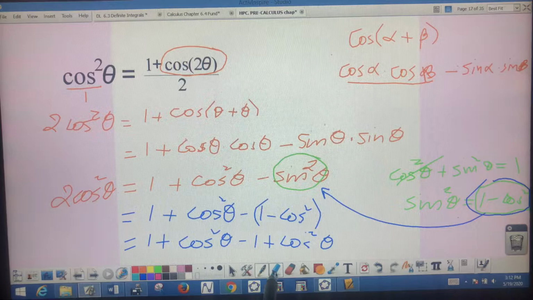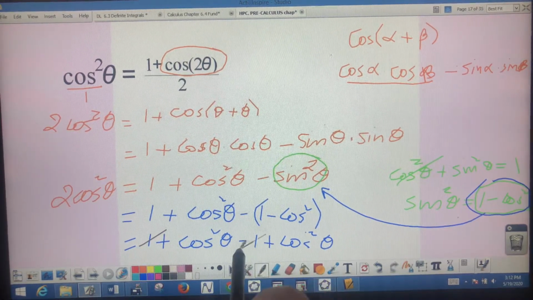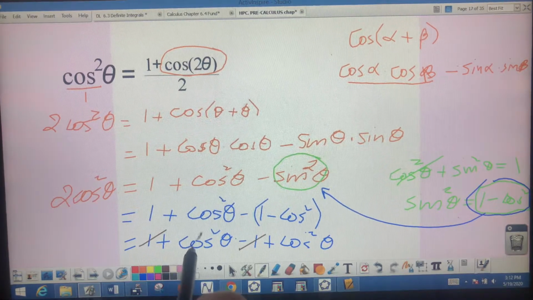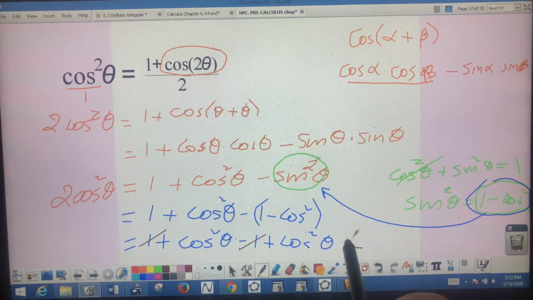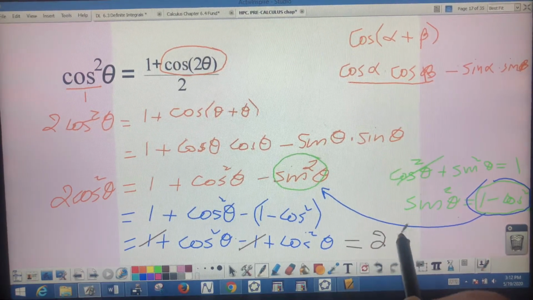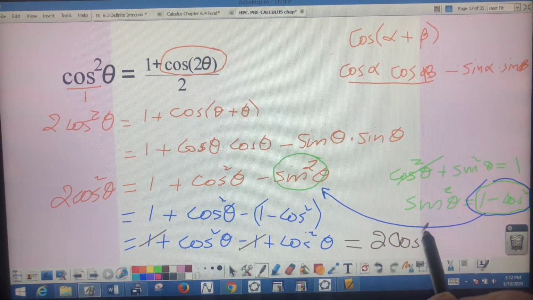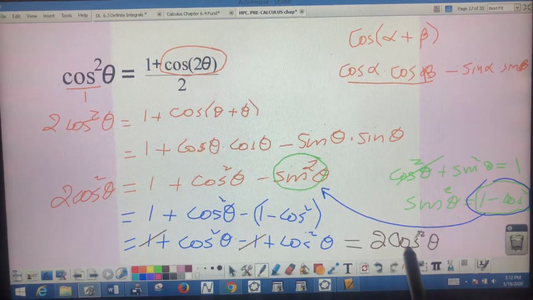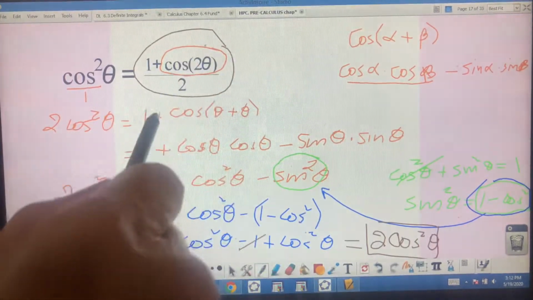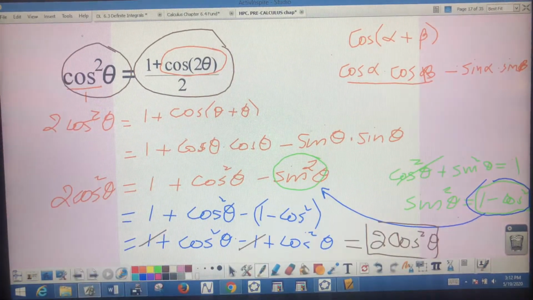Right? So when I see a 1 minus a 1, that's 0. They cross each other out. So now you get cosine squared plus another cosine squared, you end up with 2 cosine squared of theta. So now this side here does equal that side.